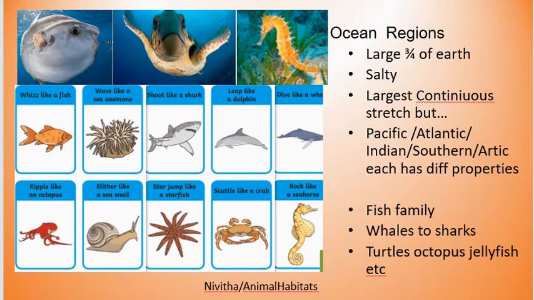We have all sorts of the fish family, from the whale to the dolphin to the shark to all the fishes. And then you have small animals like turtles, octopus and jellyfish also. So here you can see an octopus, a sea snail, a starfish, a crab, a seahorse, then a dolphin, a shark. Everything is there in an ocean. So the ocean is a habitat to lots of animals.